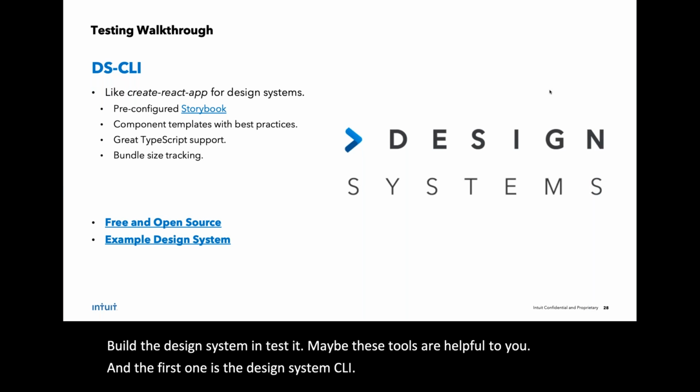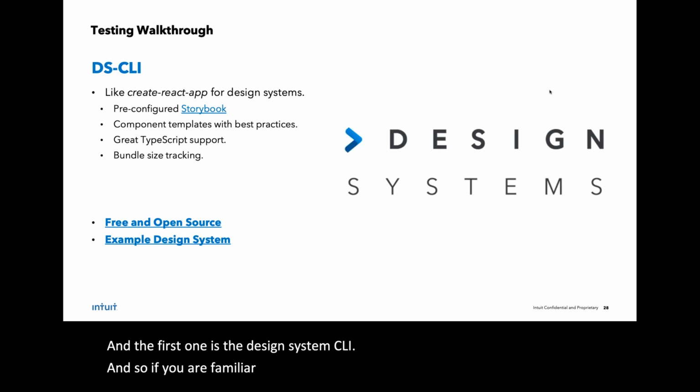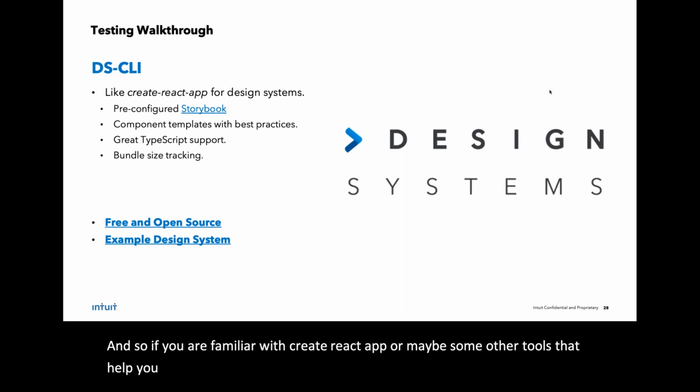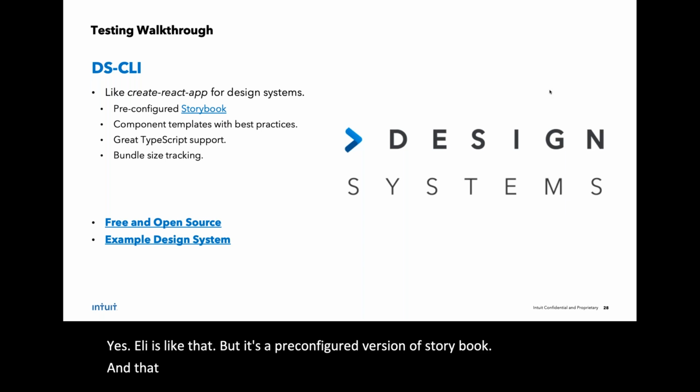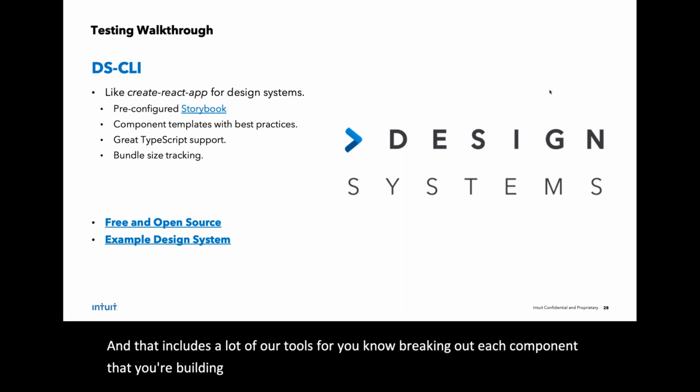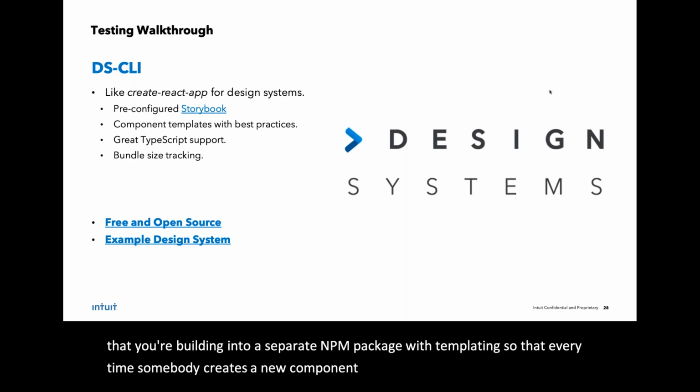And so if you are familiar with Create React App, or maybe some other tools that help you quickly set up a default configuration for building a web page, DSCLI is like that, but it's a pre-configured version of Storybook. And that includes a lot of our tools for breaking out each component that you're building into a separate NPM package with templating so that every time somebody creates a new component, it all starts from the same place.